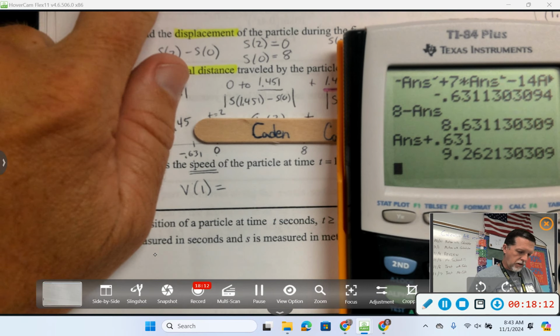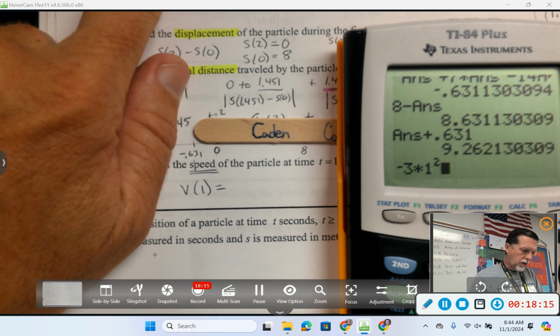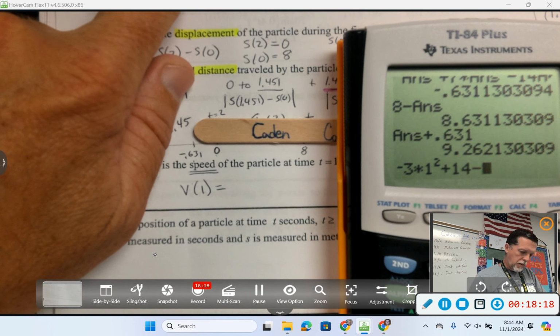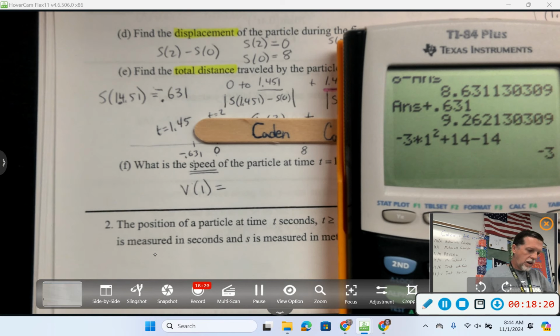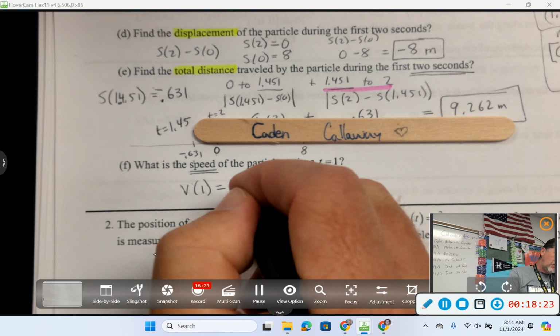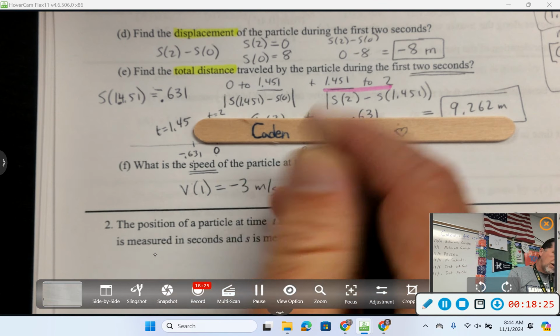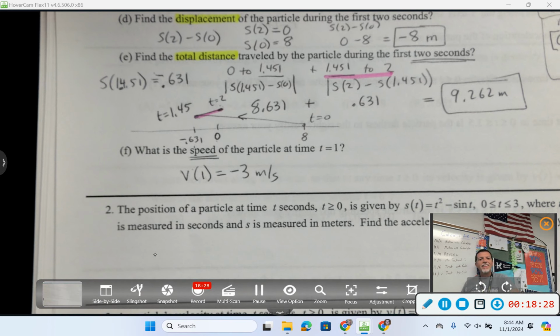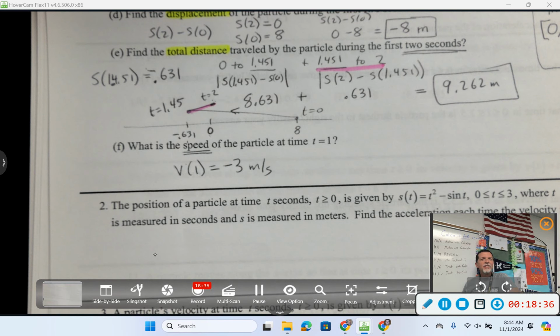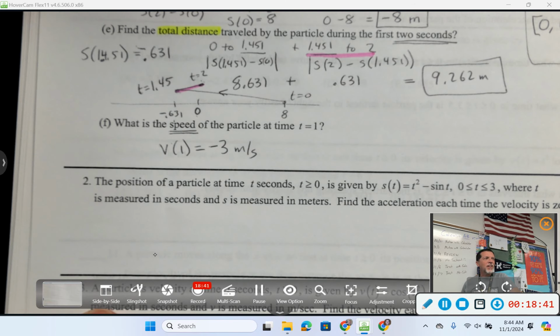Got it highlighted up there. So negative 3 times 1 squared plus 14 minus 14. So V of 1 is negative 3 meters per second. That's not the right answer, though. What is speed? Think maybe back to physics. Speed versus velocity. Distance over time, but it's not an average speed, so I don't need that.